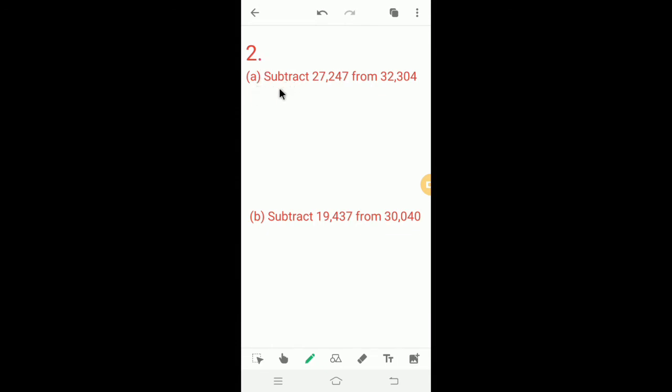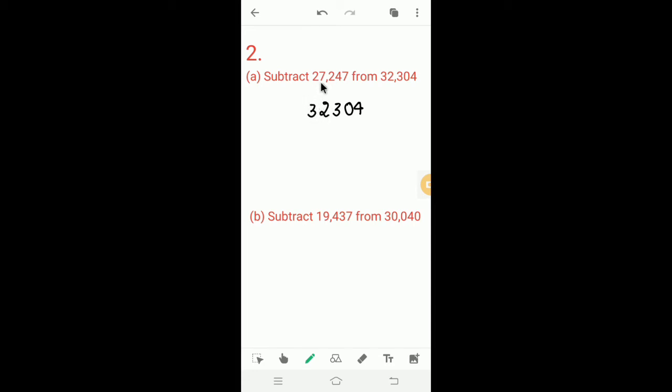In that first one, subtract 27,247 from 32,304. Here we have to subtract 27,247 from 32,304. So first we should write 32,304. 4, 0, 3, 2, 3.